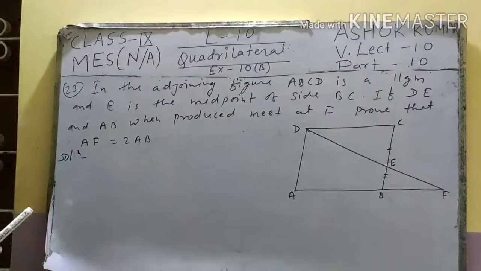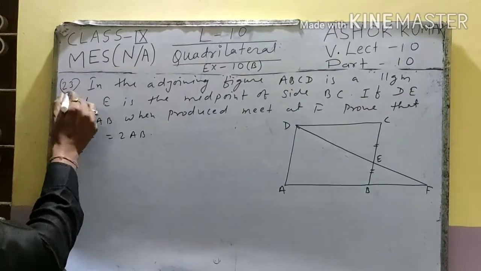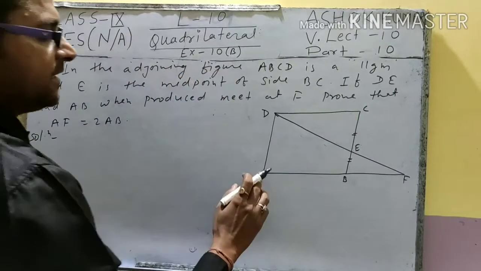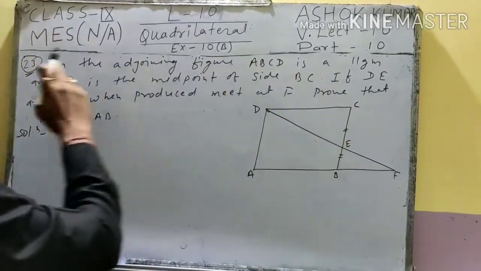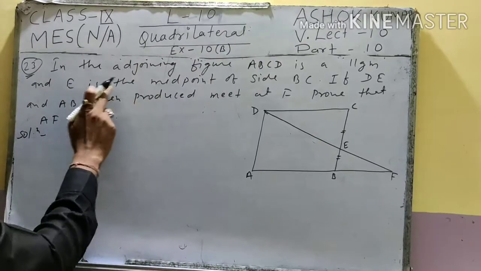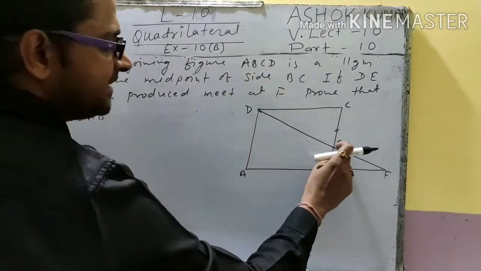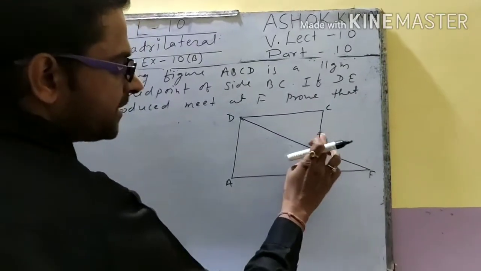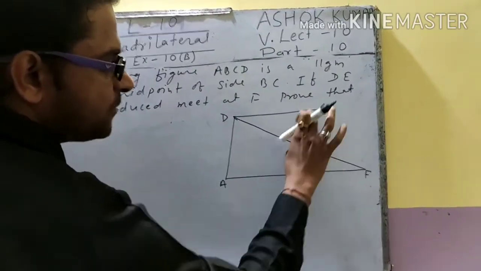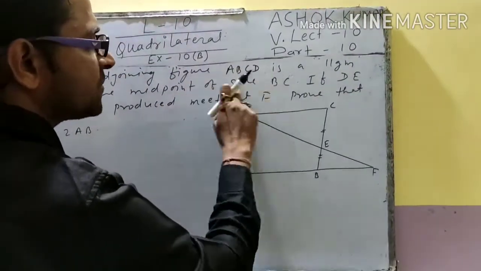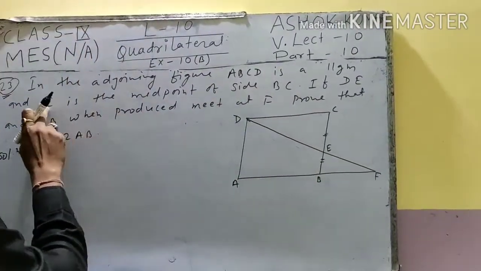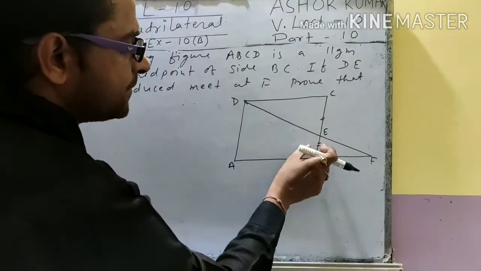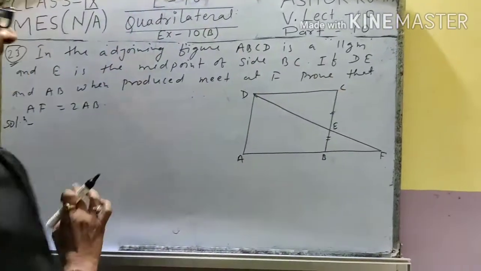The next question is question number 23. In the adjoining figure, ABCD is a parallelogram. E is the midpoint of the side BC. That means this side is equal to this side. According to the figure, we cannot say this side is equal to this side. But according to the question, E is the midpoint of side BC. That means this side is equal to this side.